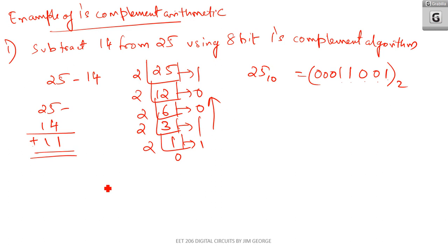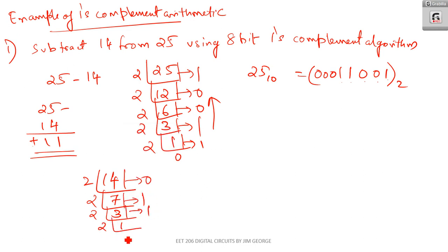Again, 14, convert it into binary. 14 divided by 2 is 7, remainder 0. Divided by 2, 3, remainder 1. Divided by 2, 1, remainder 1. Divided by 2, 0, remainder 1. Reading from bottom to top, 14 in base 10 is 1 1 1 0. That is only 4 bits, so add 4 zeros at the starting point. So you have got 25 as well as 14 in binary format.